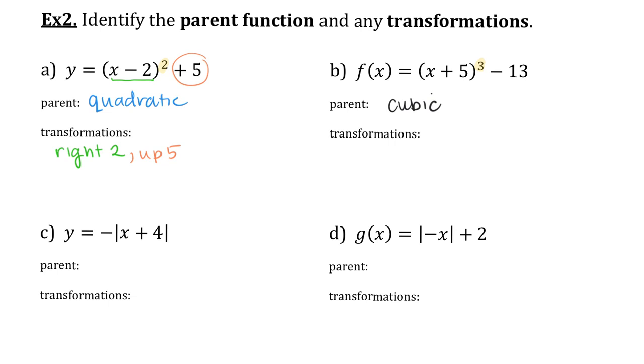Now what are we doing to it? I see x plus 5. Is that left or right? Left 5. Translates left 5. And then what? Down 13.